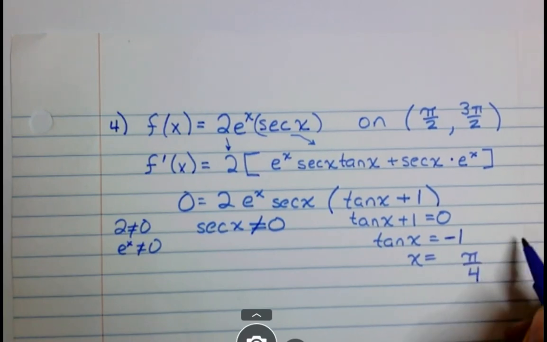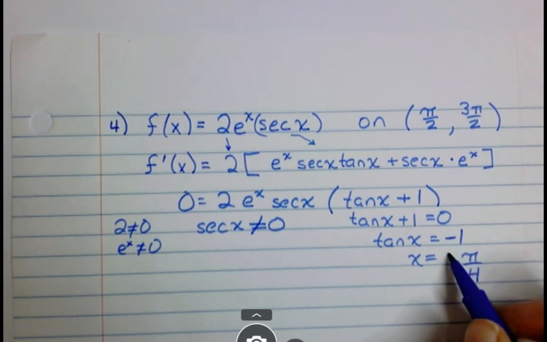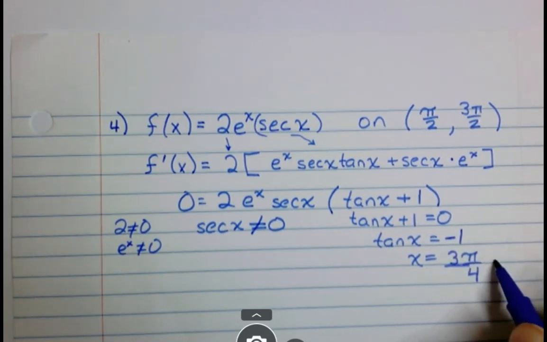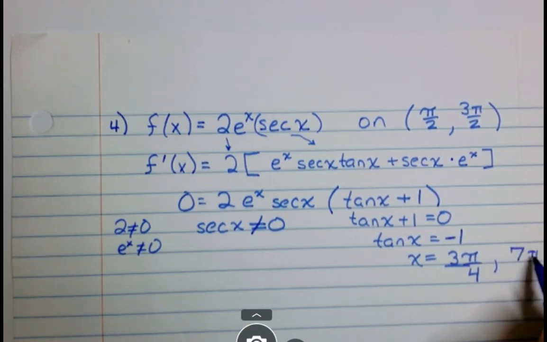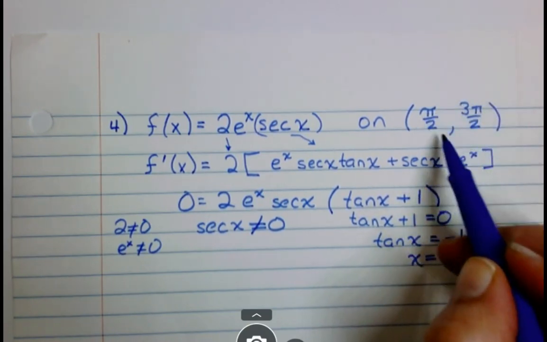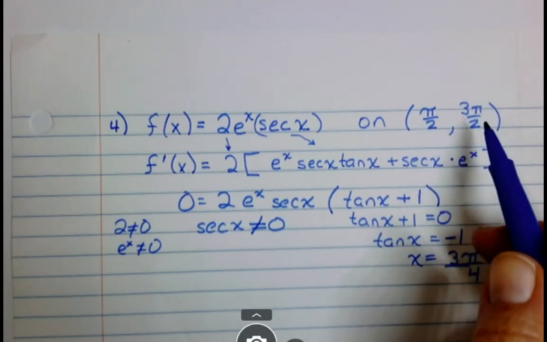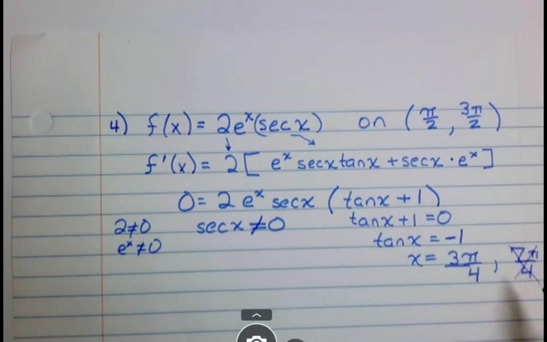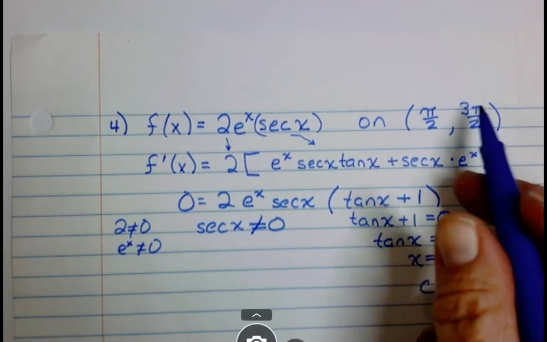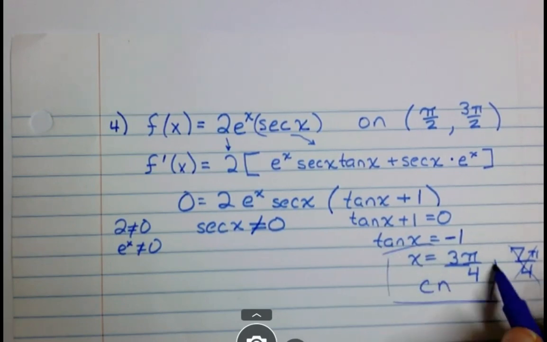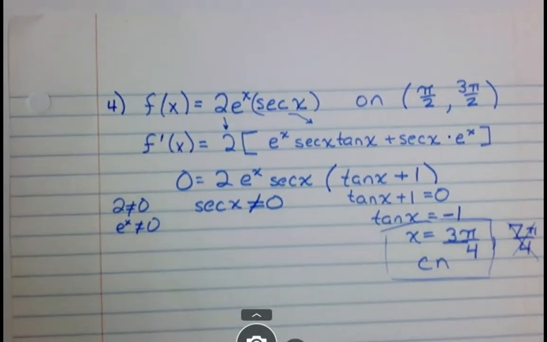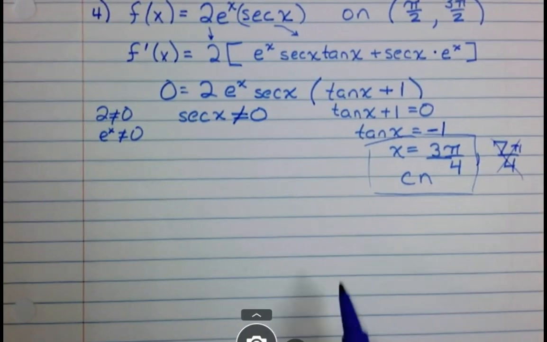But it's not going to be quadrant 1, but it could be quadrant 2, which is 3 pi over 4, and it could be quadrant 4, which is 7 pi over 4. Now, we're restricted in domain to pi over 2 and 3 pi over 2, so we can ignore the 7 pi over 4. So this is the only critical number that's on our interval, or in the restricted domain of this problem.